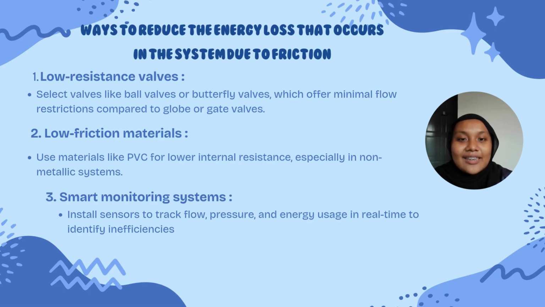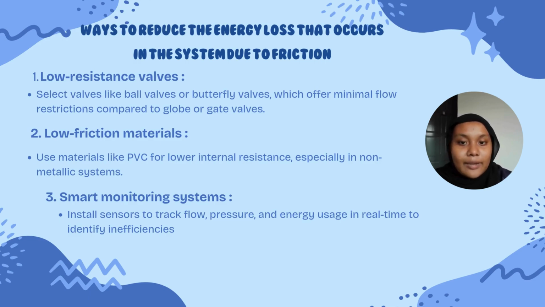Ways to reduce the energy loss that occurs in the system due to friction. Number 1, low resistance valves. Select valves like ball valves or butterfly valves, which offer minimal flow restriction compared to globe or gate valves. Number 2, low friction materials. Use materials like PVC for lower internal resistance, especially in non-metallic systems.